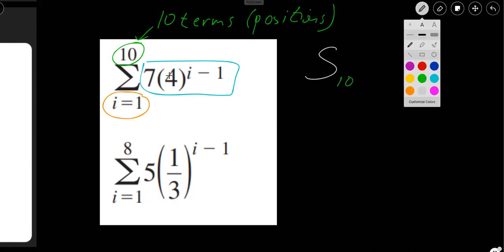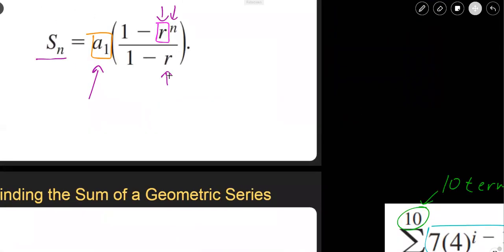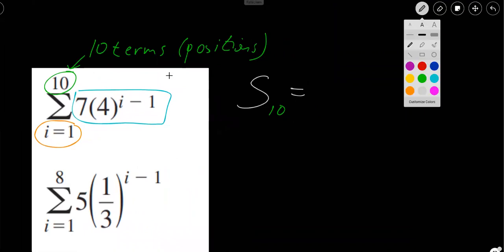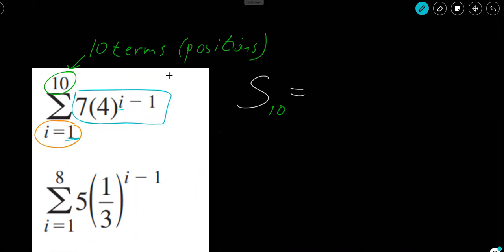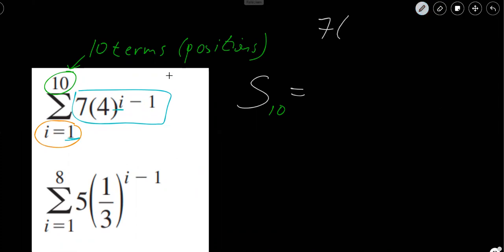And that's going to be equal to, well, what do we need to know? We need to know the A1 value, the value at the first position. Well, I can find the value at the first position by just plugging 1 into this equation. So my equation is 7 times 4 to the 1 minus 1. Well, 1 minus 1 is just 0. 4 to the 0 is just 1. So my value of the first position is going to be 7.